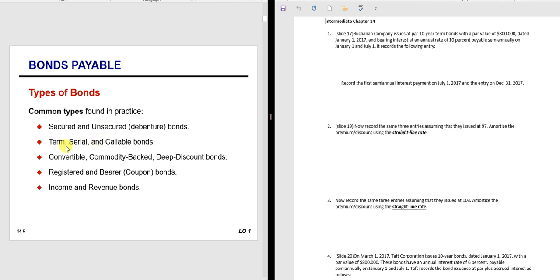The next types are term, serial, and callable bonds. Really, I guess all these three are kind of related.